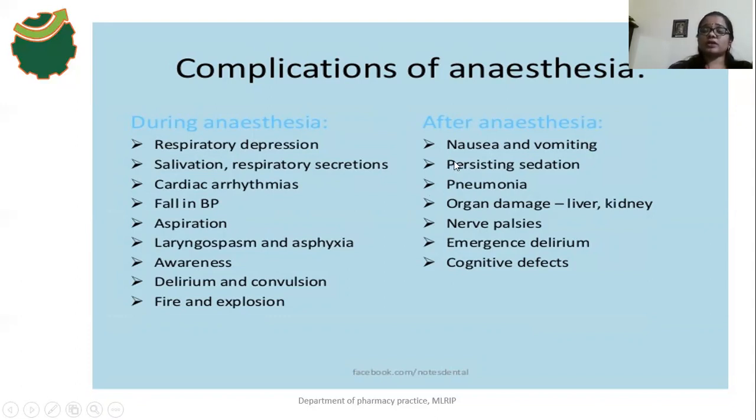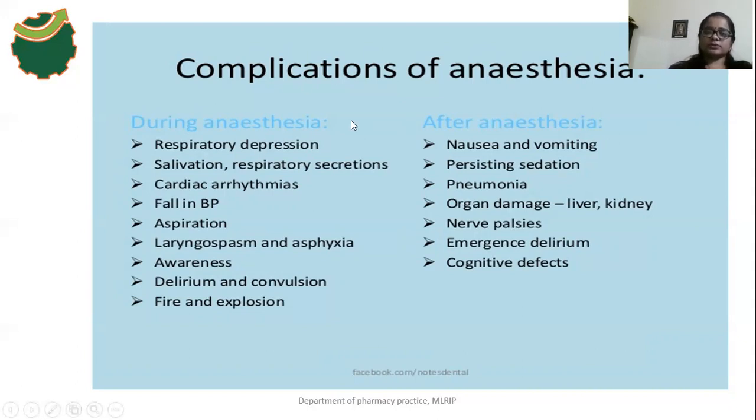After anesthesia, nausea and vomiting are very common, and persistent sedation and pneumonia also occur. Organ damage also occurs, in the liver and kidney. And nerve paralysis is nothing but nerve compression, which also occurs. Delirium is nothing but mental disturbance, and cognitive defects also occur. There is a loss of memory, and amnesia also occurs after anesthesia. So these are the complications of anesthesia.